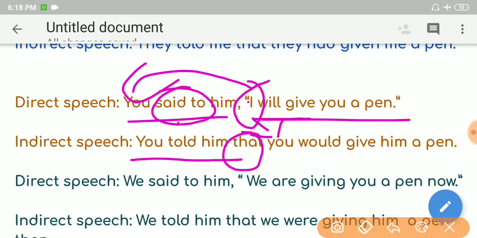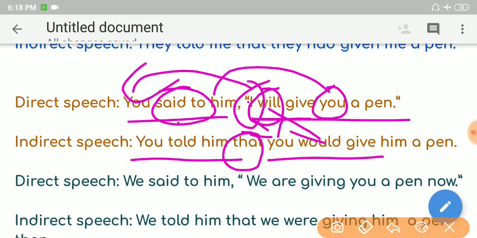Again, this is in simple future. Will changes into would. So that means putting a step back. So I would give changes into you would give him because you refers to him, my dear friends. You would give him a pen. So will changes into would. Just this one you must keep in your mind.